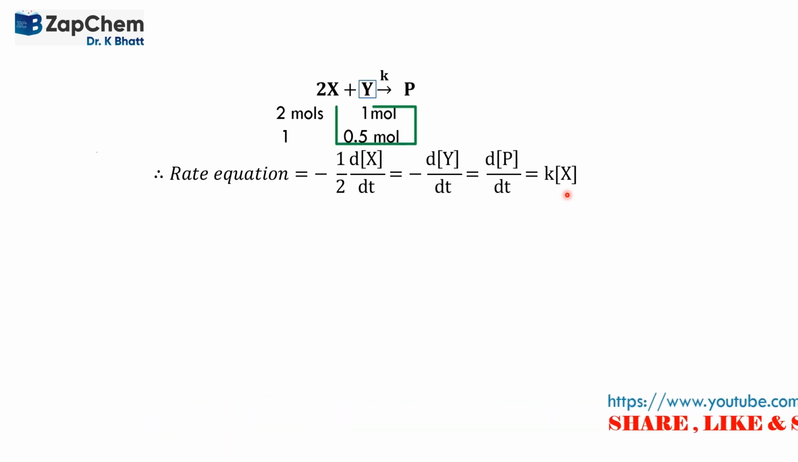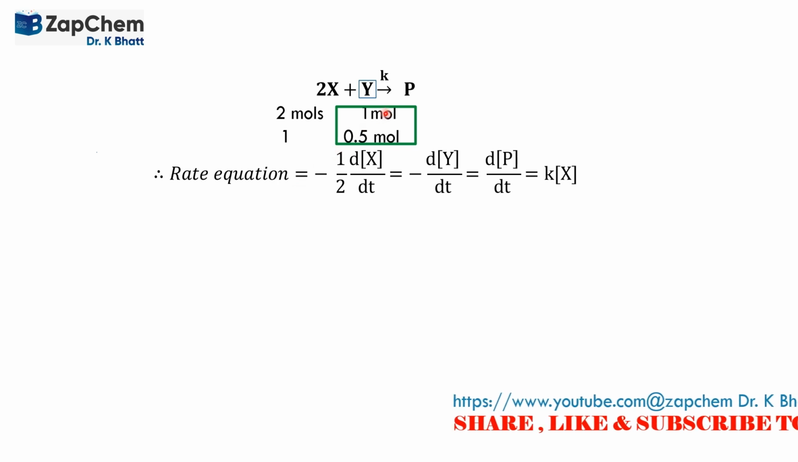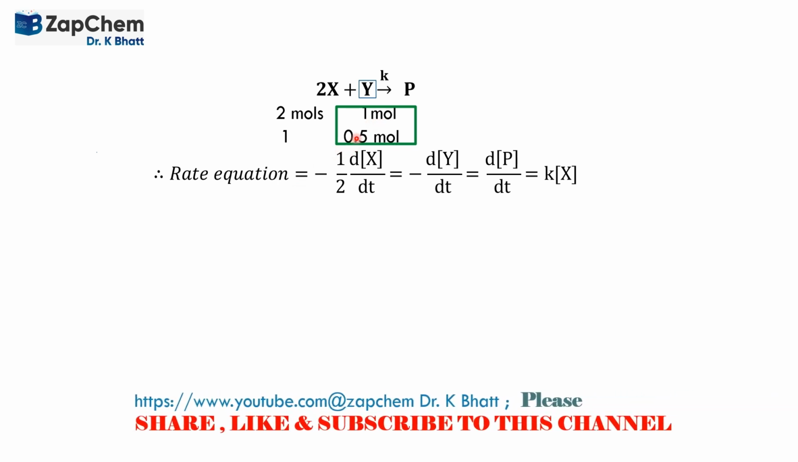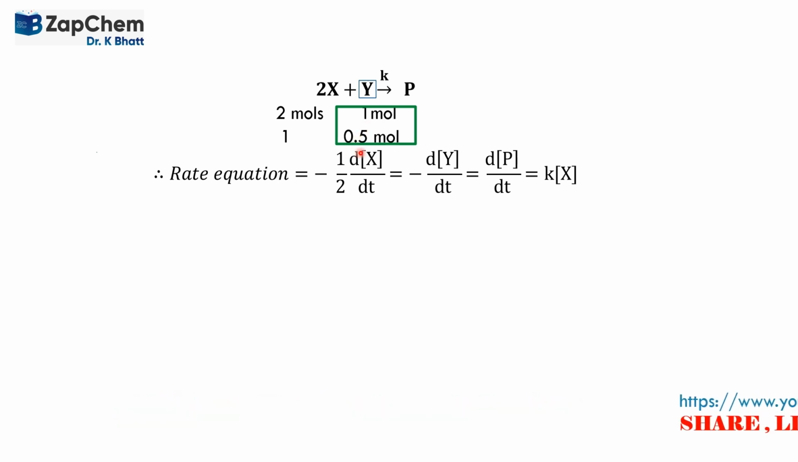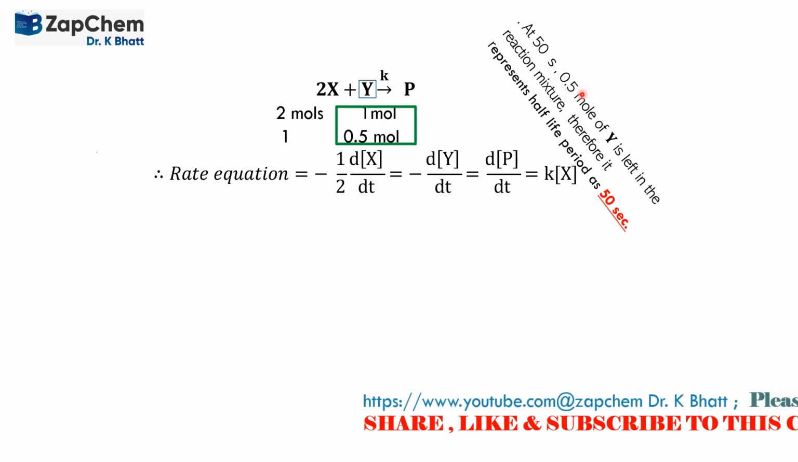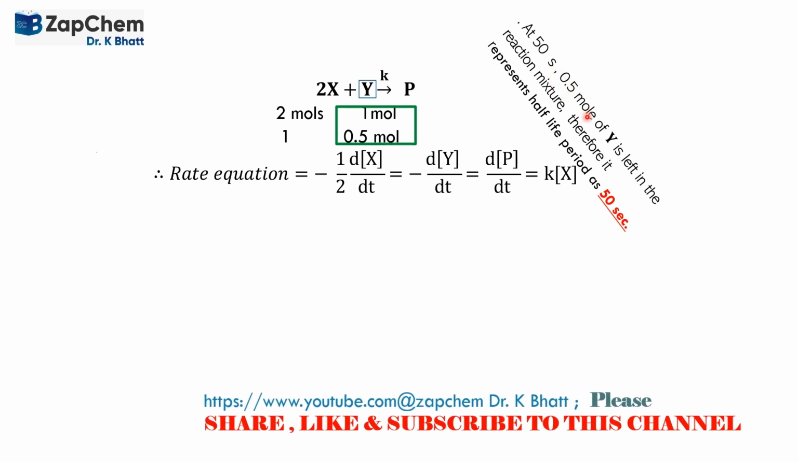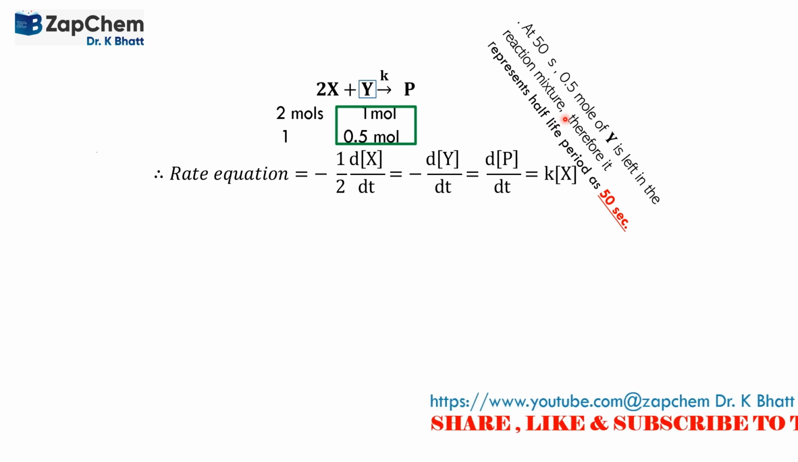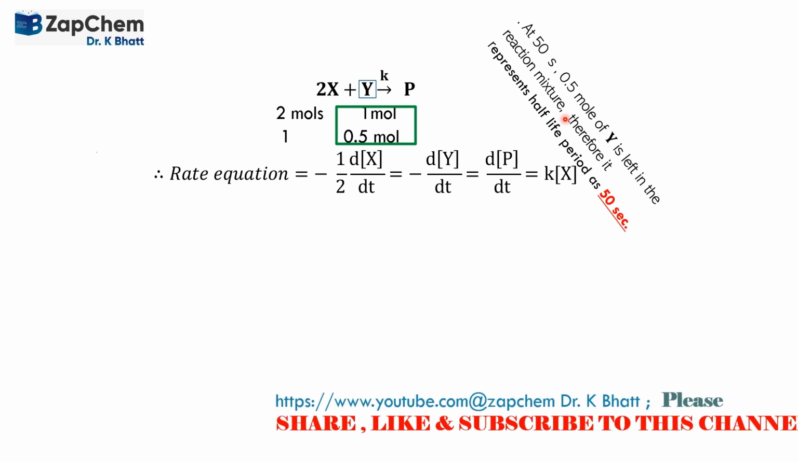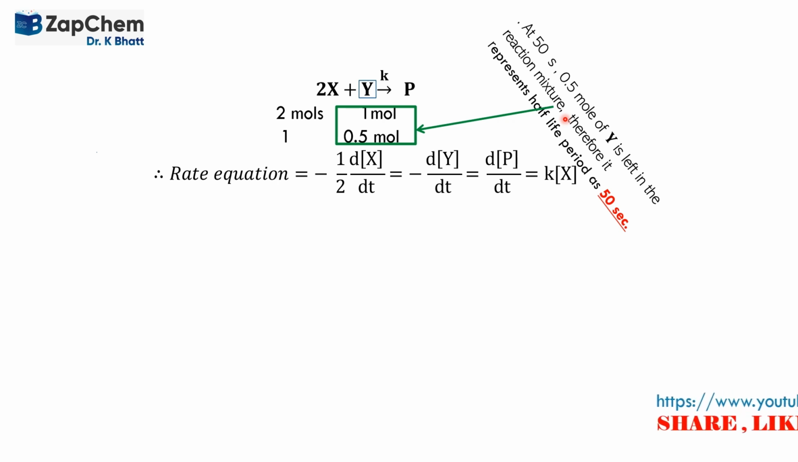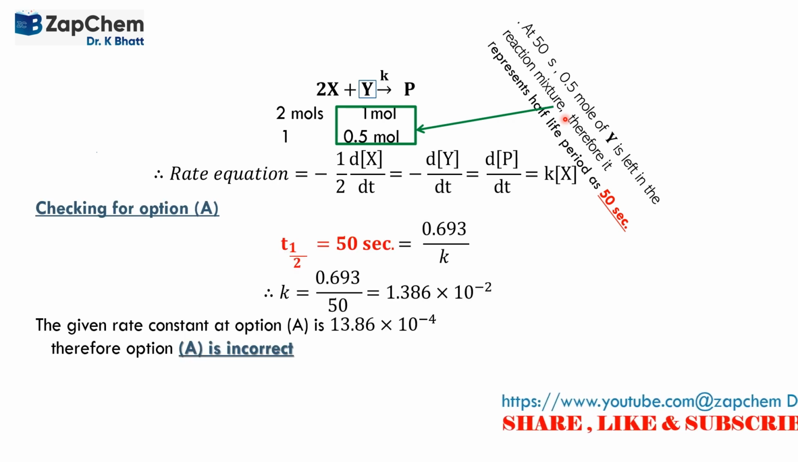So here, this is just an inference about the reaction and the rate equation. Now, it is very important that if we find the half-life period or even K, we have to find out that 1 mole is converted to 0.5 and what is the time required. As given, at 50 seconds, 0.5 mole of Y is left. That is, 1 is changed to 0.5 in the reaction mixture. Therefore, this represents the half-life period, and that is 50 seconds.